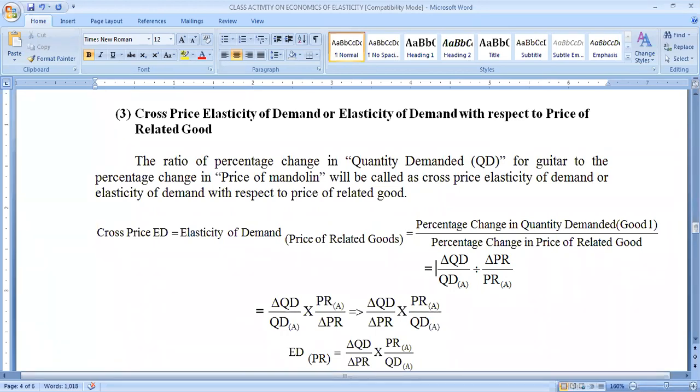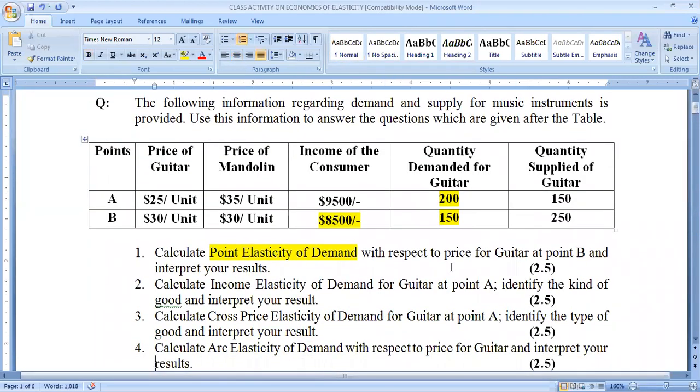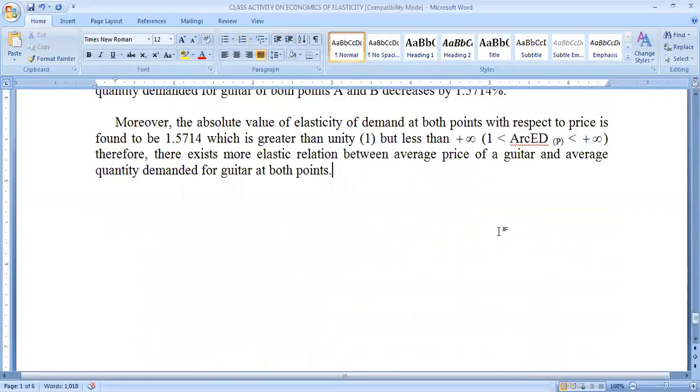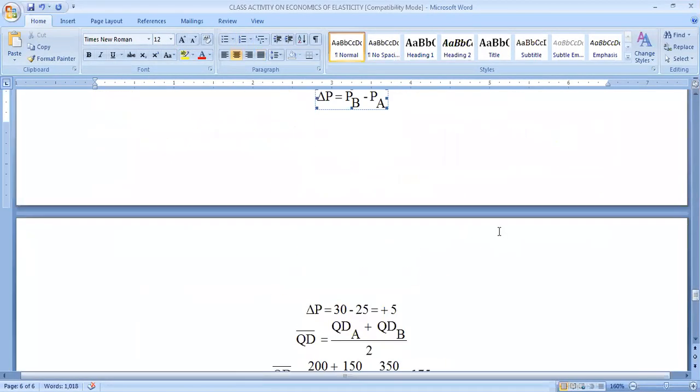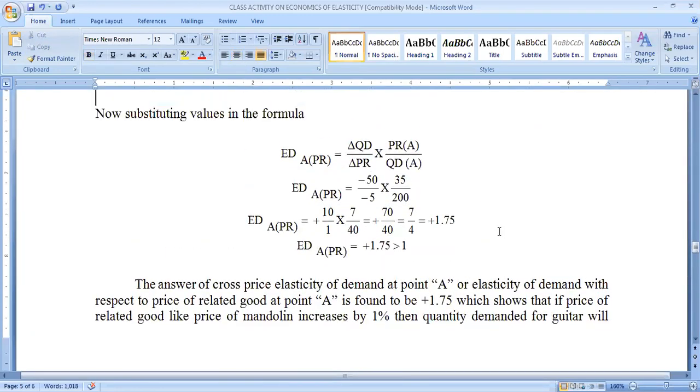Why have we mentioned point A over here? Since we are asked to find the elasticity with respect to price of related good at point A. Look at this question at point A. That is why we are mentioning that we have to calculate cross price elasticity at point A.